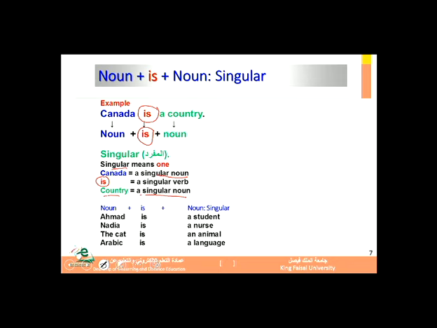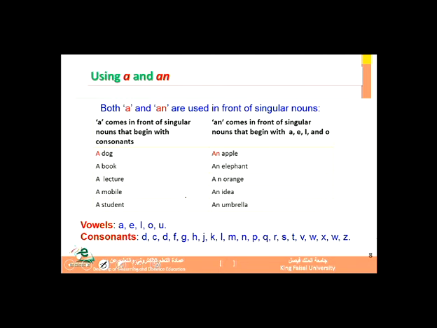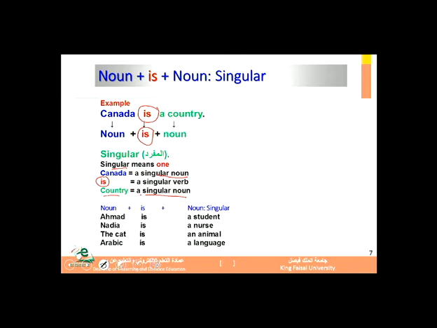Let's talk about the use of this a and an, which we have seen in the previous example, because if you look, Ahmed is a student, Nadia is a nurse, while when we said the cat is an animal, why do we have it sometimes a and sometimes an? What distinguishes them from one another? What determines that I'm going to say a student but not an student? I say a nurse but not an nurse. I say an animal but not a animal. What distinguishes this? Why do we use a and an?